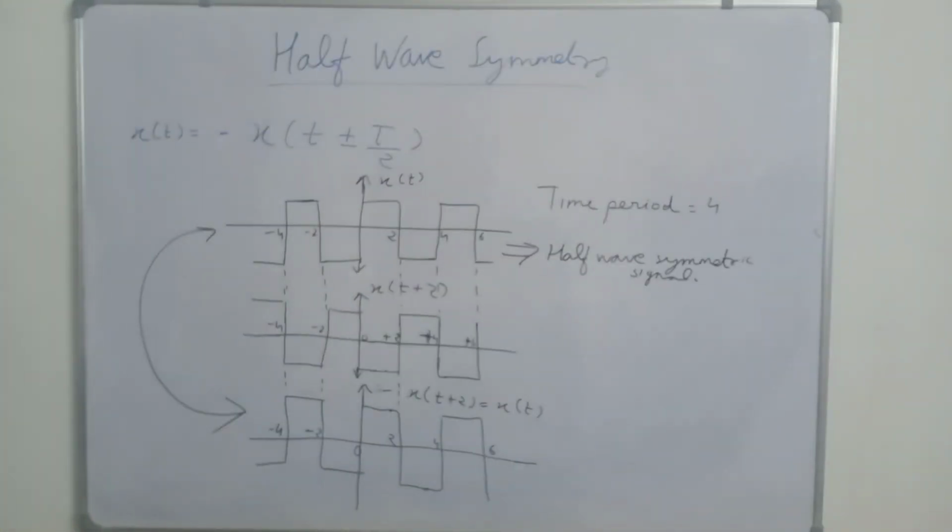Similarly, we can do x of t minus 2 also. It will again be the same. So we can check for either t plus 2 or t minus 2. You can check either of those, and if it satisfies this property, then it is called a half wave symmetric signal.